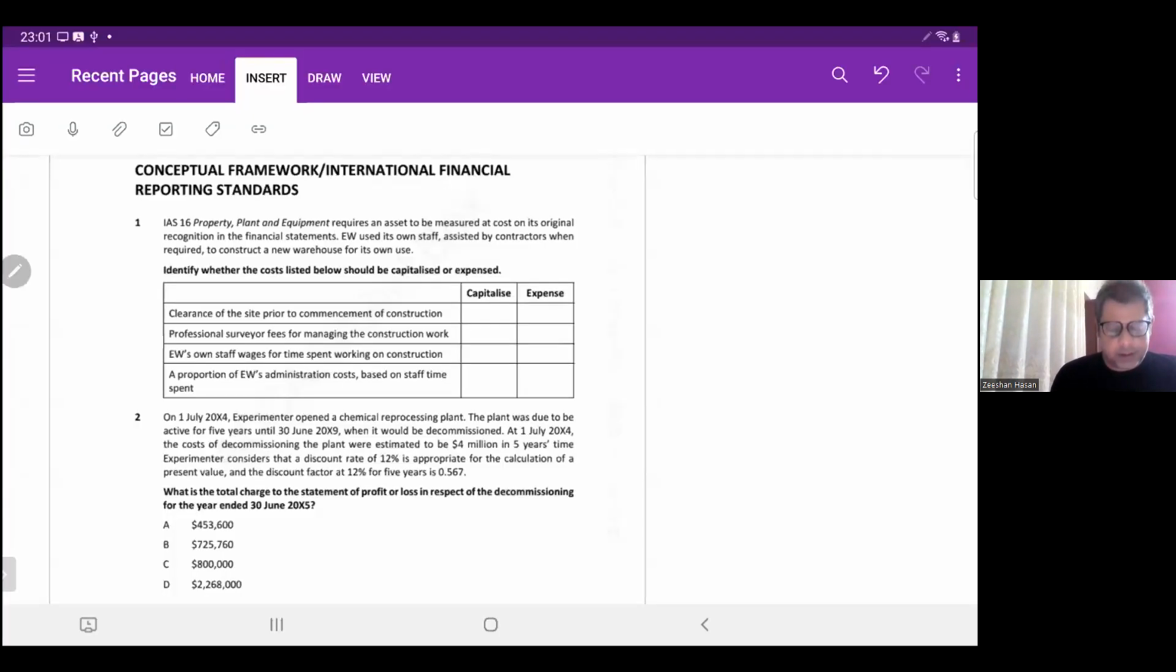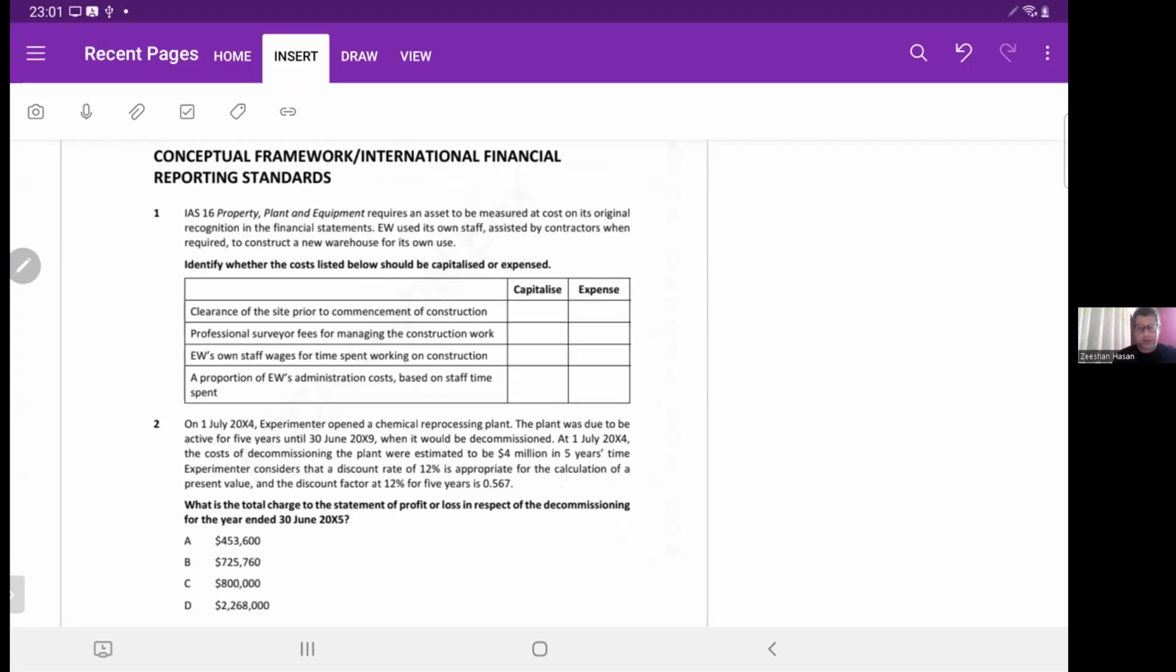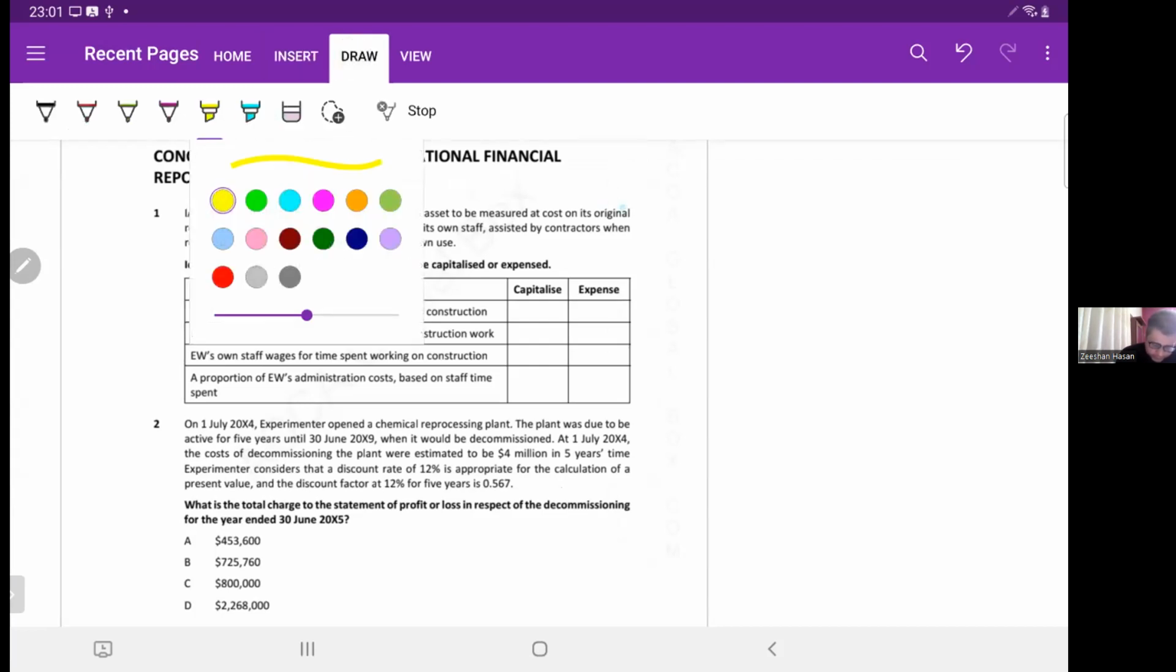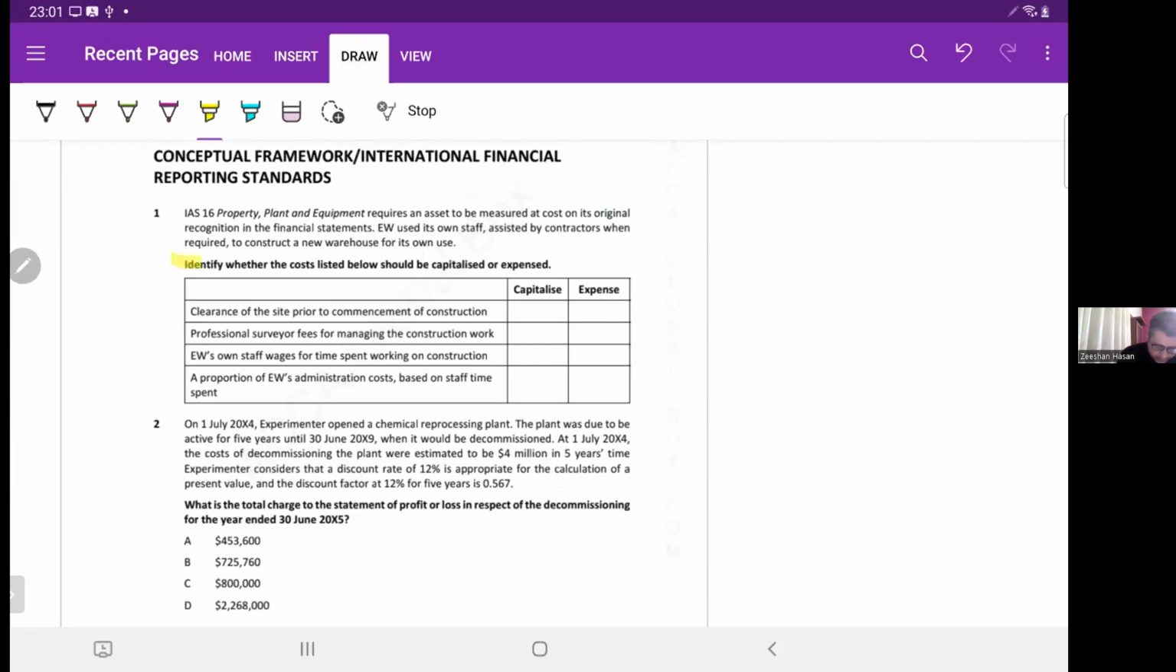All right, let us look at the first MCQ. Firstly, whenever doing the MCQs, look at the requirement. And what's the requirement? Identify whether the cost listed below should be capitalized or expensed.